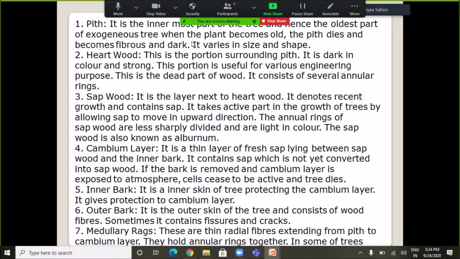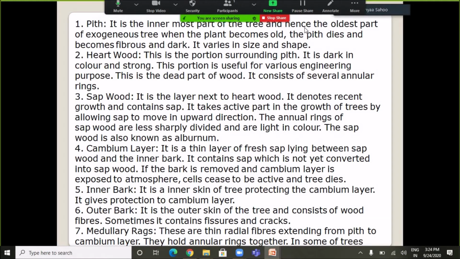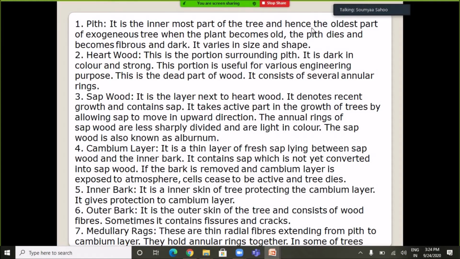Pith is the innermost part of the tree and hence the oldest part of an exogenous tree. When the plant becomes old, the pith dies and becomes fibrous and dark. It varies in size and shape. Heartwood is the portion surrounding pith. It is dark in color and strong. This portion is useful for various engineering purposes. This is the dead part of wood and it consists of several annular rings.